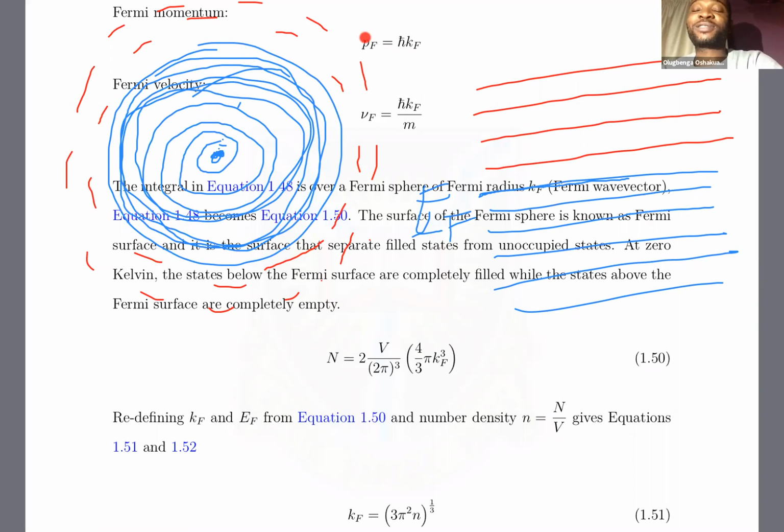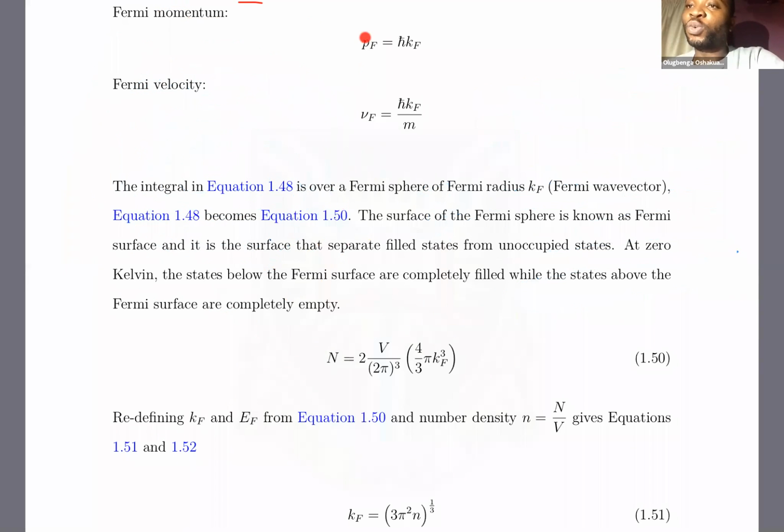But let's call it the Fermi sphere. Let's talk international, the Fermi sphere. The radius of that sphere is the Fermi radius, which is equivalent to the Fermi wave vector. So whatever you can talk about that sphere, you can talk about as the Fermi equivalent. So from equation 48, we can get our equation 50, which tells us the number of states that are completely filled. At 0 Kelvin, the states below the Fermi surface are completely filled, while the states above are empty.